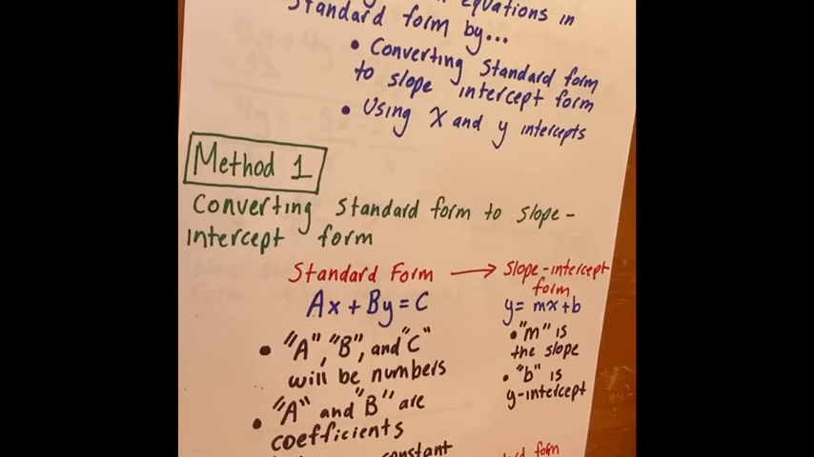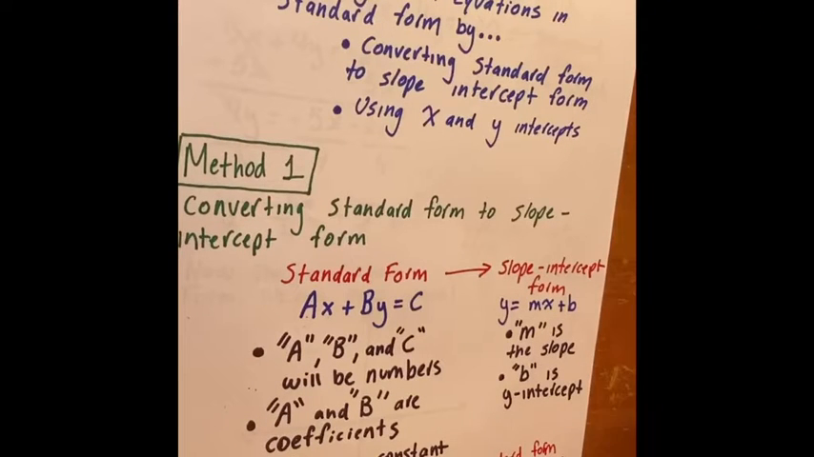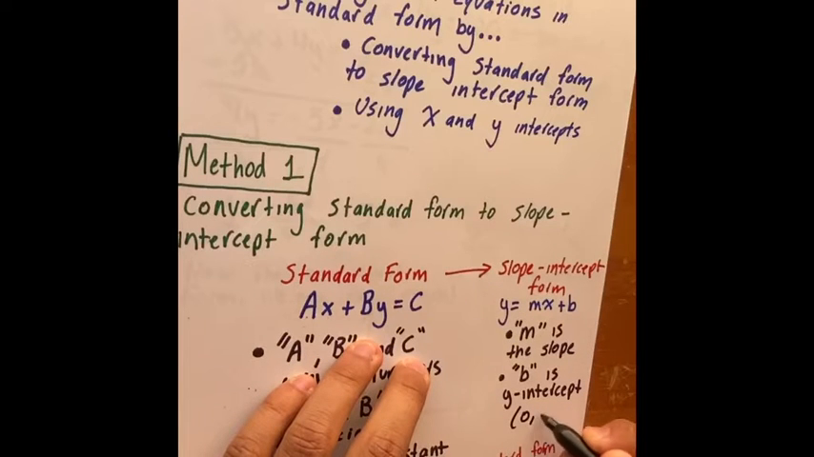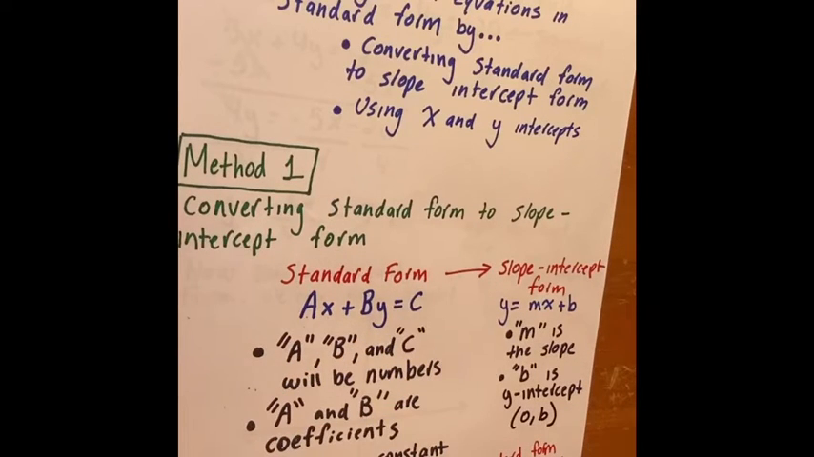A, b, and c will be numbers, while a and b are your coefficients, the number in front of the variables, and c is a constant. Whereas slope-intercept form is y equals mx plus b, where m is the slope, the rise over the run, and the b is the y-intercept in the form of 0, comma b.